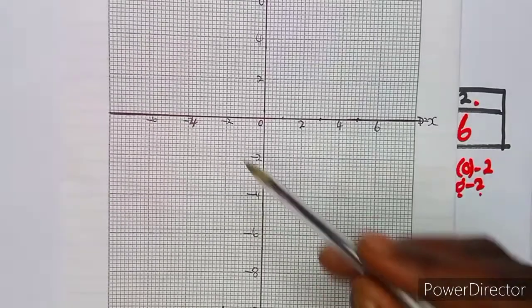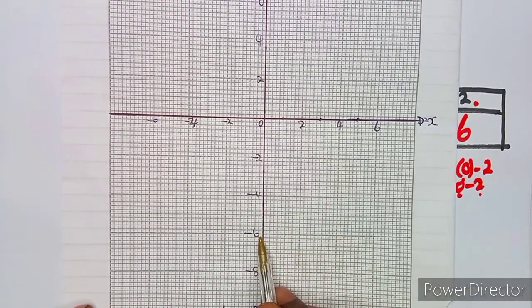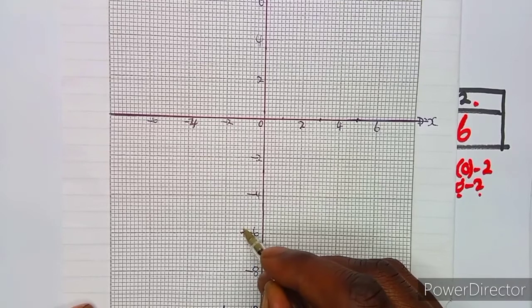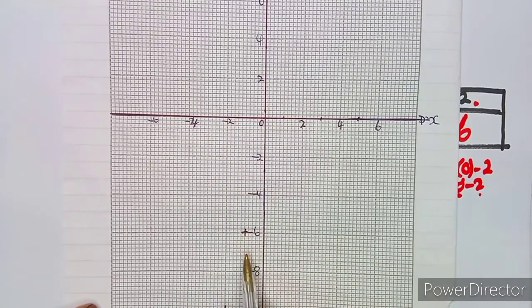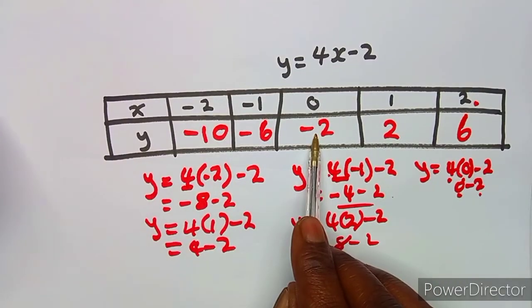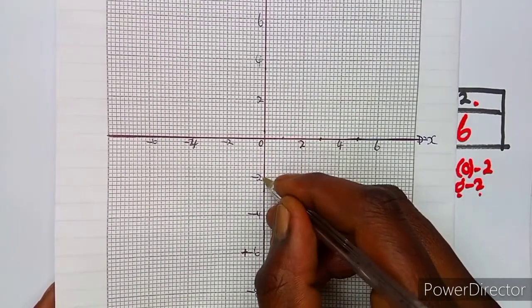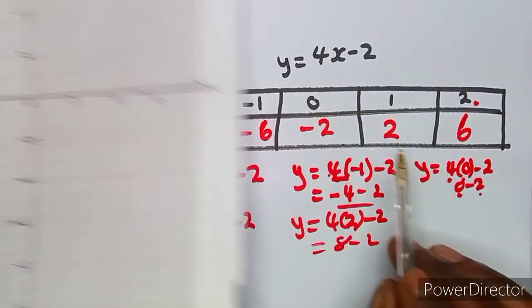Minus 1 you just find in between 0 and minus 2, then minus 6. You can count 5 boxes, 1 2 3 4, depending on the graph paper that you are using, but it's going to be in between 0 and minus 2, and it's going to be under minus 6, like that. Then we've got 0 and minus 2. So x is 0, y is minus 2. So you mark at minus 2 in y, that's the point.